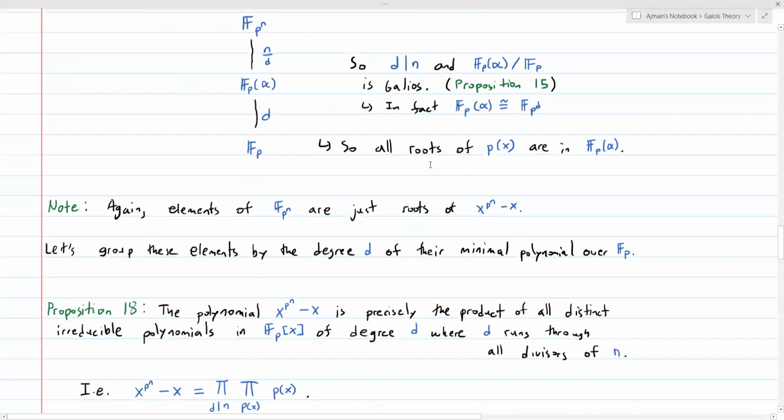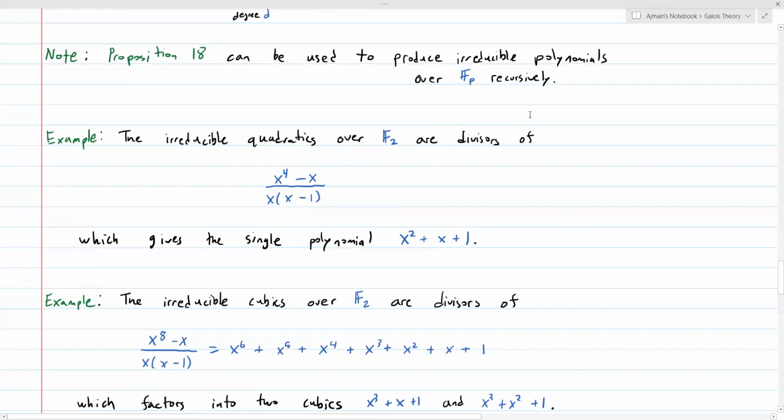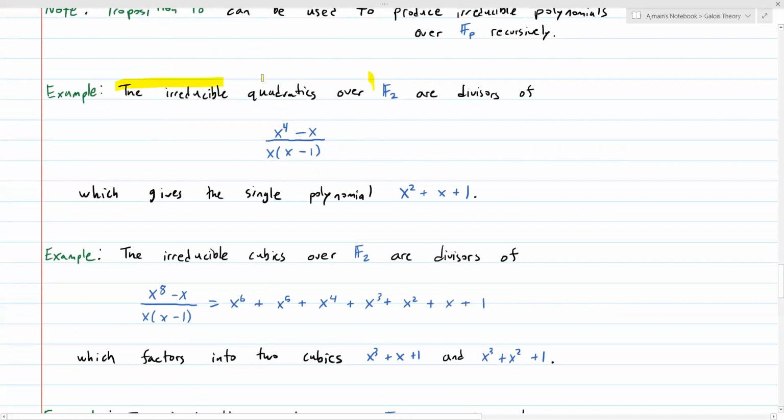Okay. So proposition 18 can be used to produce irreducible polynomials over F_p recursively. So let's do some examples. The irreducible quadratics over the finite field with two elements are the divisors of x to the 2 to the 2, which is x to the fourth minus x, divided by x times x minus 1.